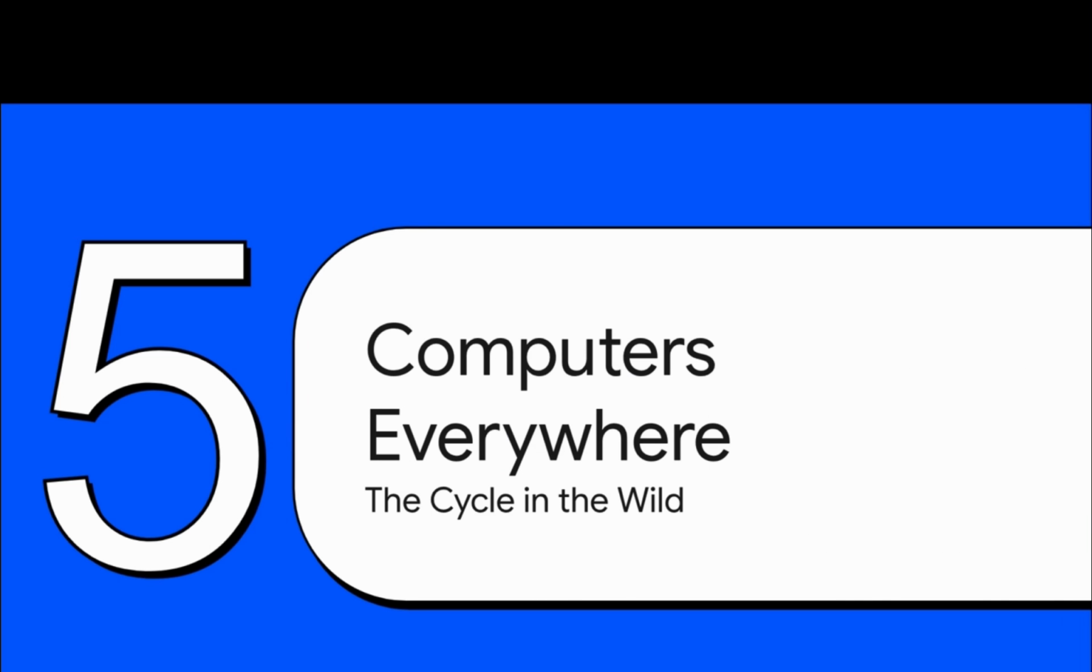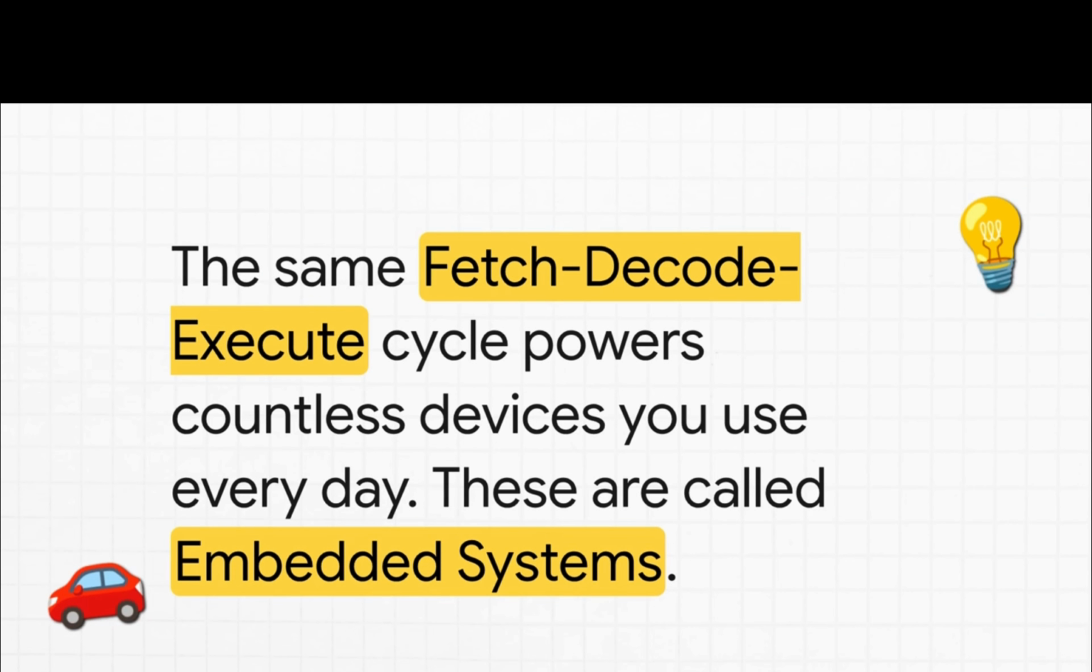Okay, so now that we get this cycle, let's zoom out a bit, because this exact same process isn't just humming away inside your laptop. Oh no, it is happening all around you, right now, in places you probably never even think about. We call these hidden computers embedded systems. They're basically specialized computers, a lot of times just a single little microcontroller chip designed to do one specific job and one job only. But, and this is the cool part, deep down, they are still running that exact same fetch, decode, execute cycle we just talked about.